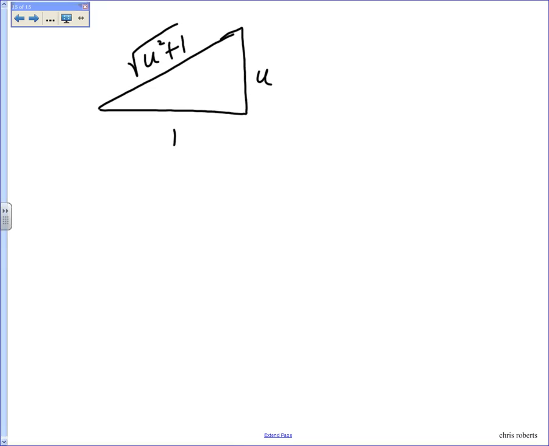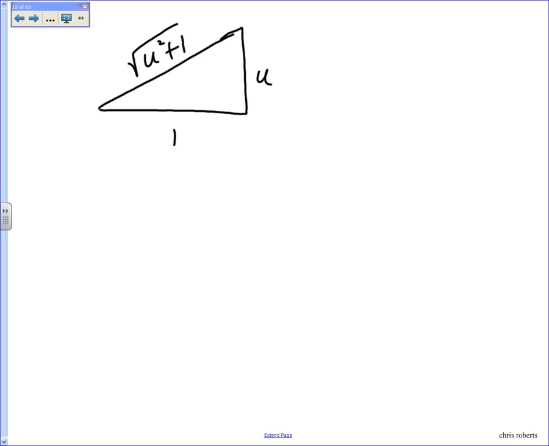Now, more interesting problems will give us something like this, where we might have 1, we might have u. Using the Pythagorean theorem, we can find out that this would be u squared plus 1 squared, so the square root of u squared plus 1. And now we can use all the trig functions for this.